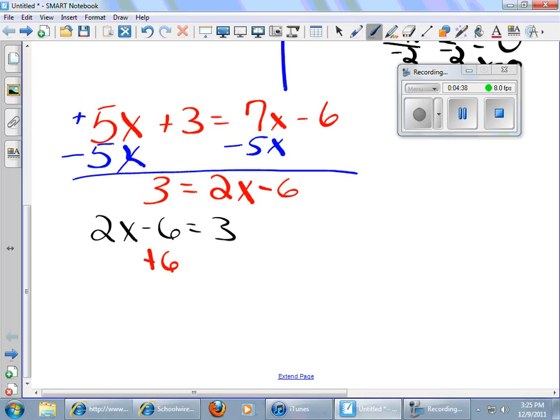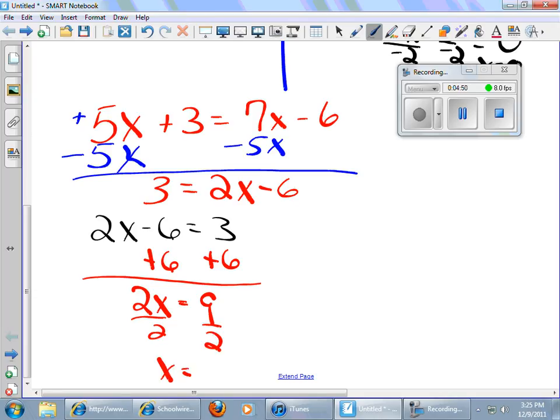So I'll add 6 to each side. Sanam tells me to undo subtraction before undoing multiplication. I'll get 2x equals 9. I'll divide by 2 on each side, and x will equal 4 1/2, or 4.5 as many of you say. So when there's variables on both sides, the first thing I do is get rid of one of the variables. I take one away.